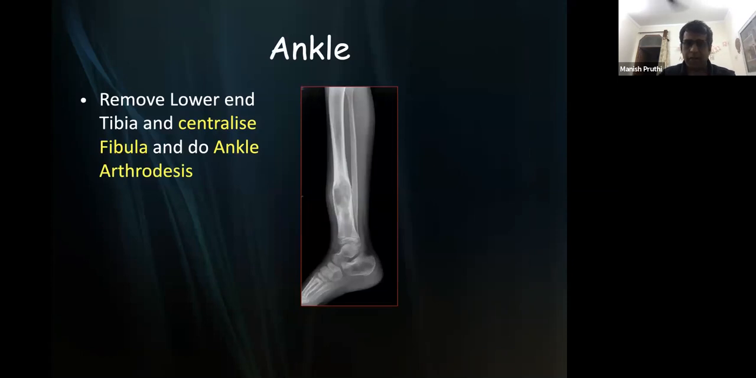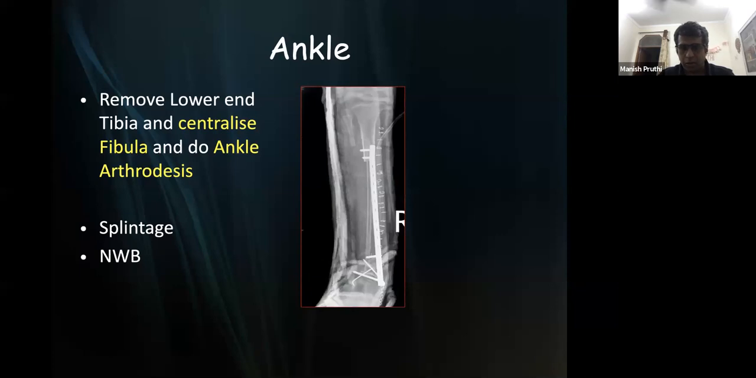As far as the ankle is concerned, usually the preferred treatment is not a prosthesis. It is the centralization of the fibula and doing an ankle arthrodesis if we are not able to save the distal physis or distal epiphysis of the tibia. And so we do an ankle arthrodesis. And this is how we do an ankle arthrodesis.